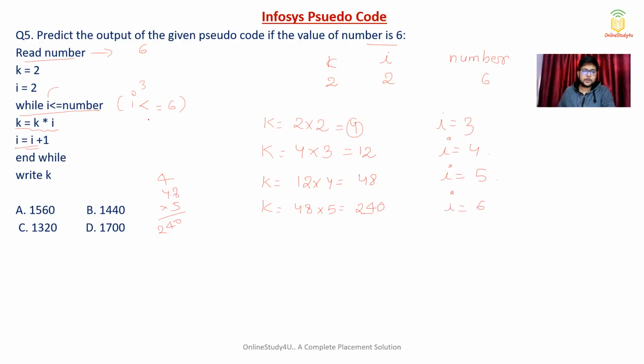And now i is less than or equal to number. So yes, 6 is less than or equal to 6. Equality is there, right? So there is one more iteration. k is equal to 240 into 6. Let's calculate it: 24 into 6. 6 fours are 24, 6 twos are 12, that is 144 and 0, 1440, and i becomes 7. Now 7 is greater than the number, so the condition does not hold. So now I have to print the value of k. What is the value of k here? 1440. So B is the correct option.